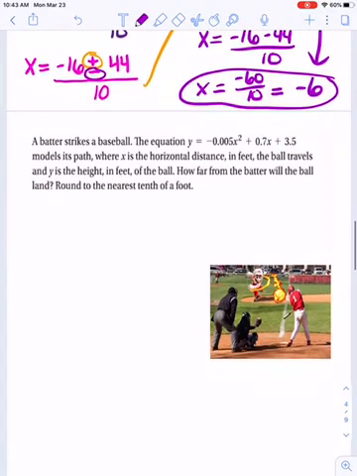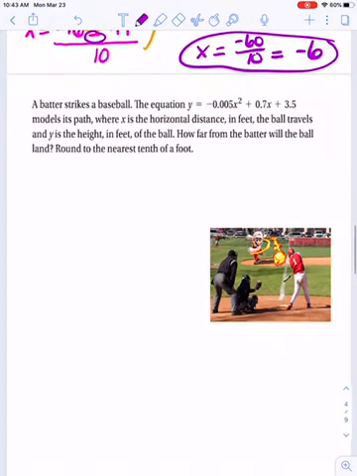If we move on here, I just want to maybe show you this one here. It's a word problem. This kind of shows you how we would use this stuff. So if we just read this word problem real quick, it says the batter strikes a baseball. The equation y equals this right here models its path. It says x is the horizontal distance in feet the ball travels, and y is the height. It says how far from the batter will the ball land? Round your answer to the nearest tenth.